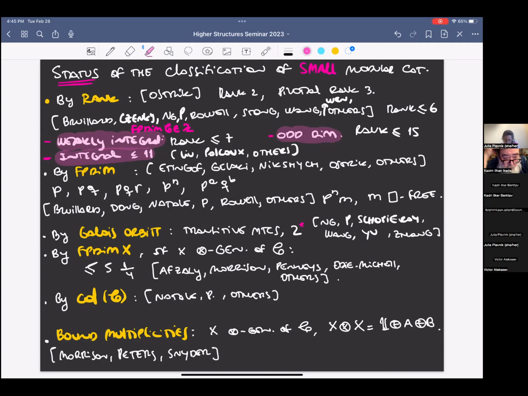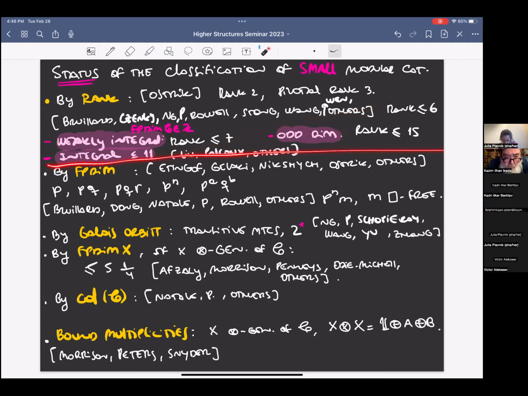Zhengwei Liu, Sebastian Palcu, and others pushed the integral case. Integral is when the dimensions of the simples are integers. They were able to push it up to rank 11. So it's a nice progress. And that probably will help this general case. No, sorry, this general case will also help a lot to push it.